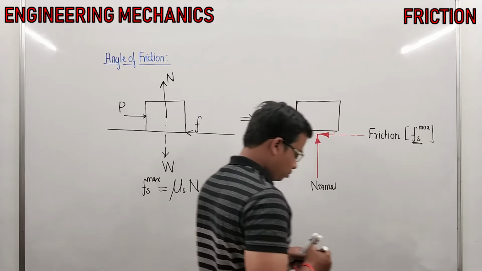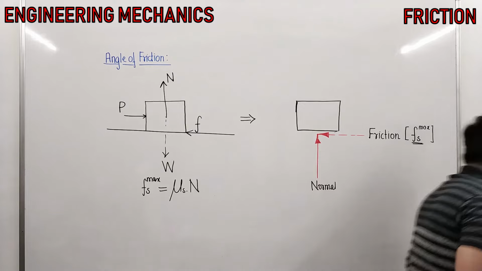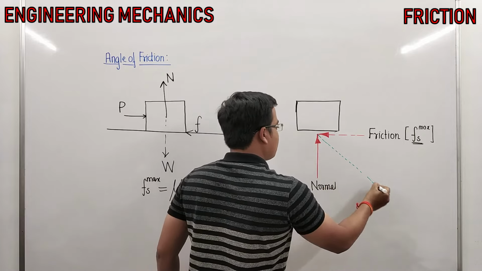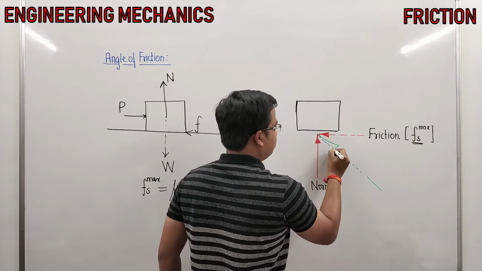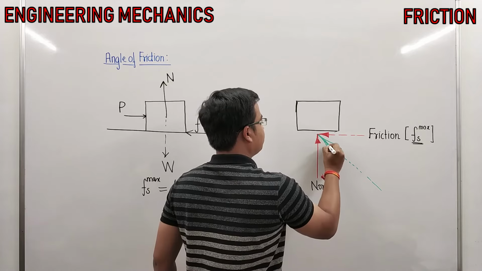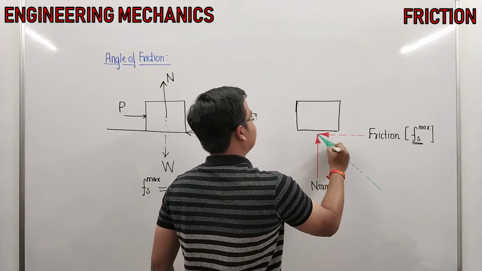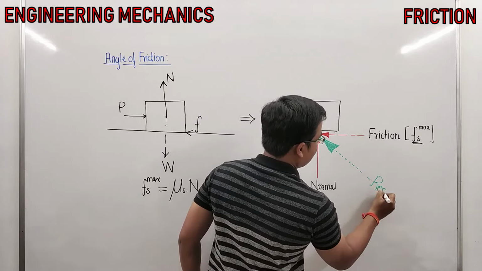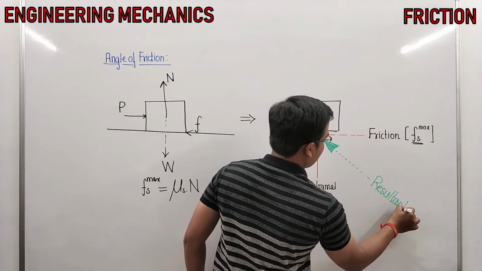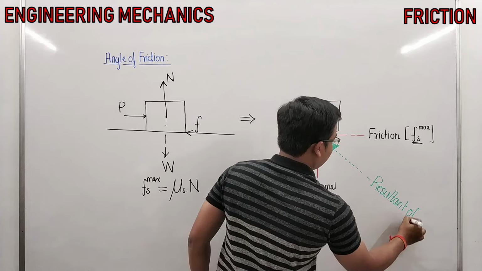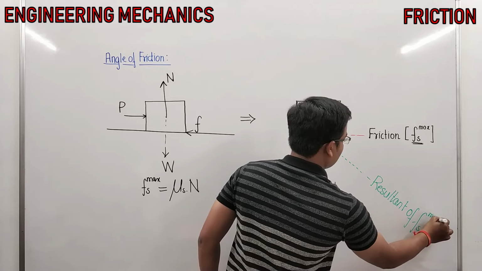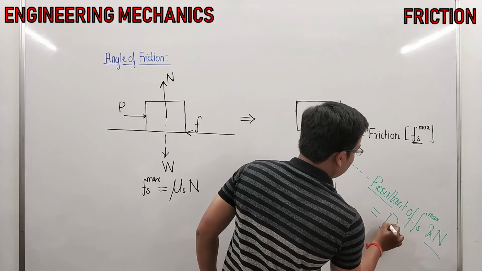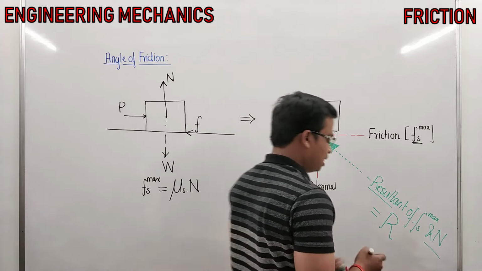Normal. Now the best thing is that these two forces are obviously going to have a resultant. And this resultant over here, this is a resultant basically. Resultant of what? Resultant of Fs max and normal N. Let's say this is equal to simply R. So this resultant over here is simply R.